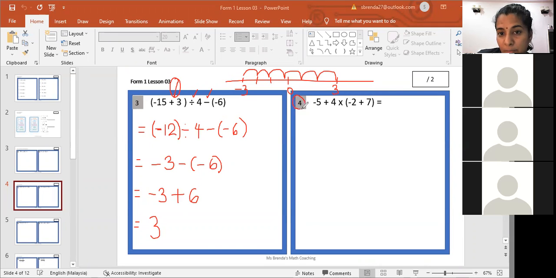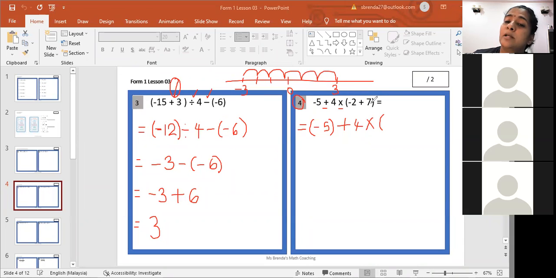Let's do explore number 4 now. Now look at number 4. There is a bracket already. There is an addition and there is a multiplication. This is a negative 5. So what do I do? I must work with my bracket, but my bracket is at the end. So I copy. I don't do anything yet. I keep my negative 5. I will still write plus 4, and I will still write that multiplication symbol, and I will work with my bracket. That is your first step.